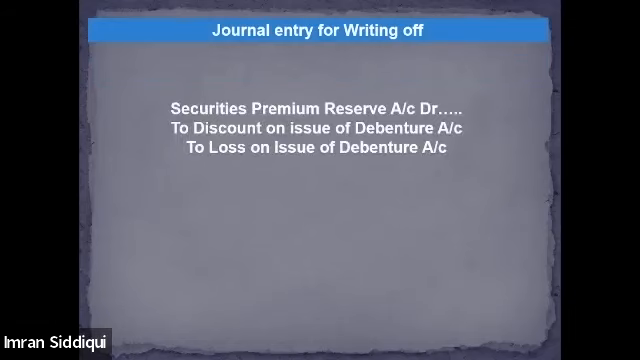First of all, security premium reserve account debit to discount on issue of debenture to loss on issue of debenture. This is done when we have a sufficient amount of security premium reserve available. If we do not have security premium reserve available, or it is not sufficient, then apart from security premium reserve account debit, we will have to debit the statement of profit and loss account as well. I hope this is clear.